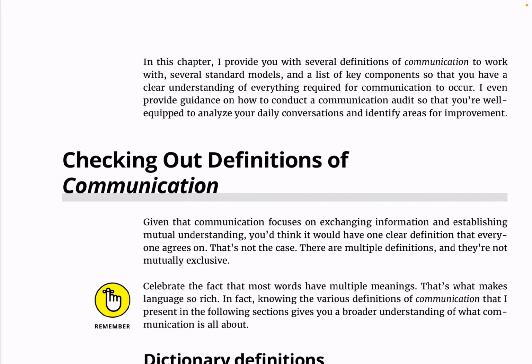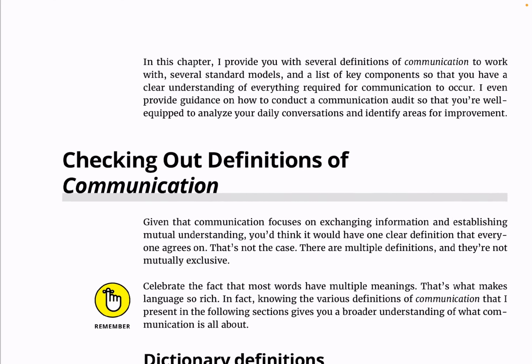In this chapter, I provide you with several definitions of communication to work with, several standard models, and a list of key components so that you have a clear understanding of everything required for communication to occur. I even provide guidance on how to conduct a communication audit so you are well equipped to analyze your daily conversations and identify areas for improvement.